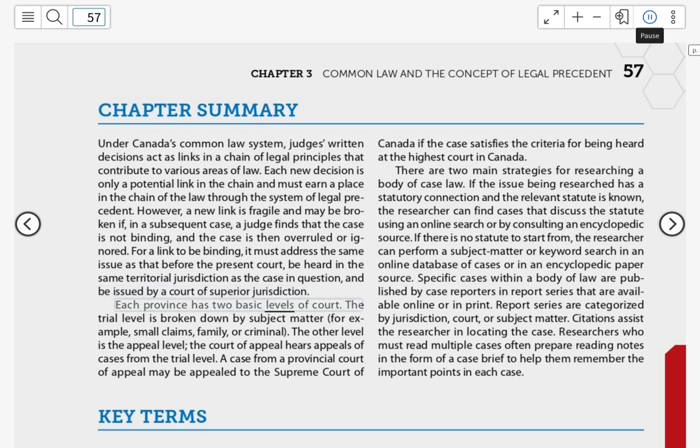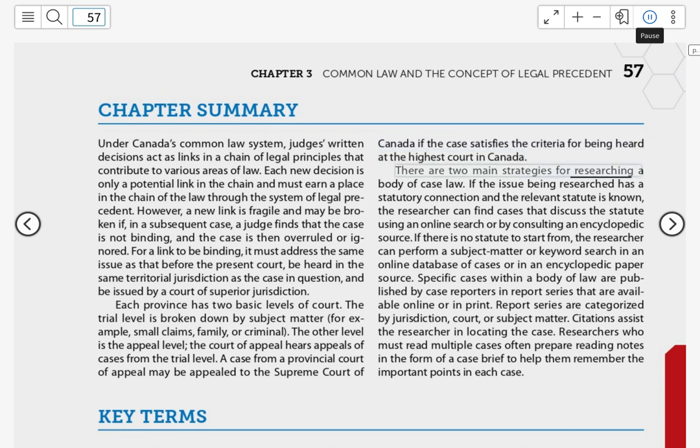Each province has two basic levels of court. The trial level is broken down by subject matter, for example, small claims, family, or criminal. The other level is the appeal level. The Court of Appeal hears appeals of cases from the trial level. A case from a provincial court of appeal may be appealed to the Supreme Court of Canada if the case satisfies the criteria for being heard at the highest court in Canada.